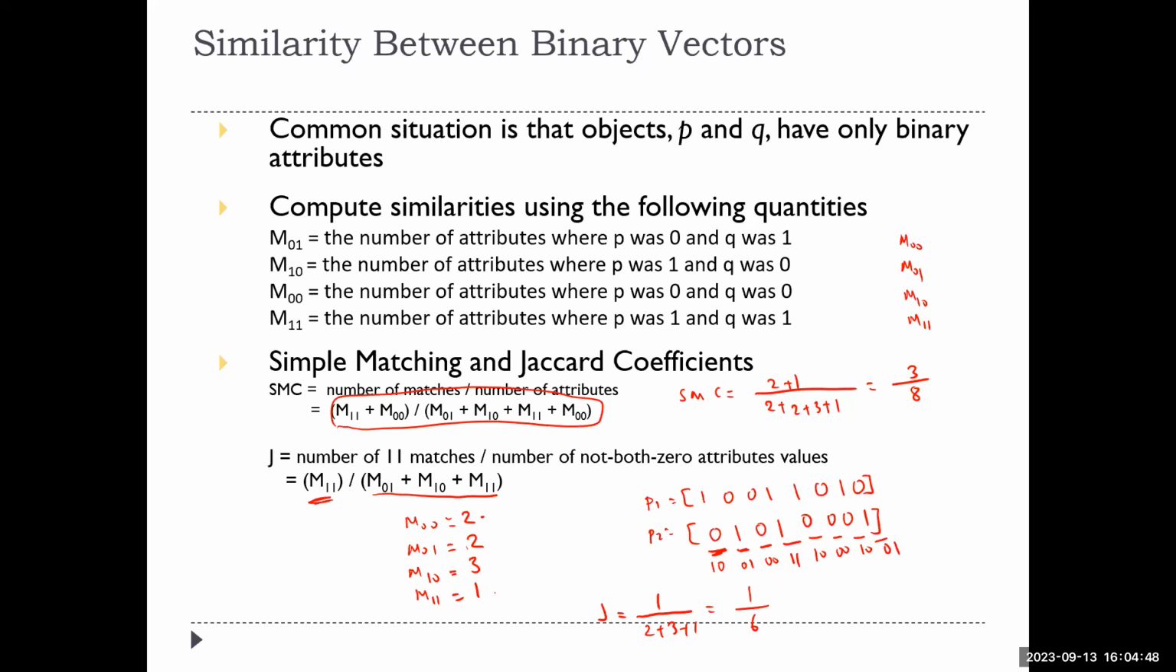There is 2 twice, so we take only 2. We have 2, 2, 3, 1. Two have similarity, so we just take only 2. In the denominator, you use 2 plus 3 plus 1. You only put M01, M10, M11.